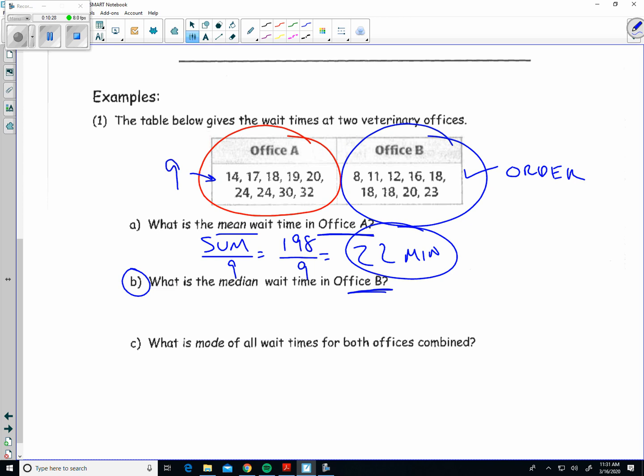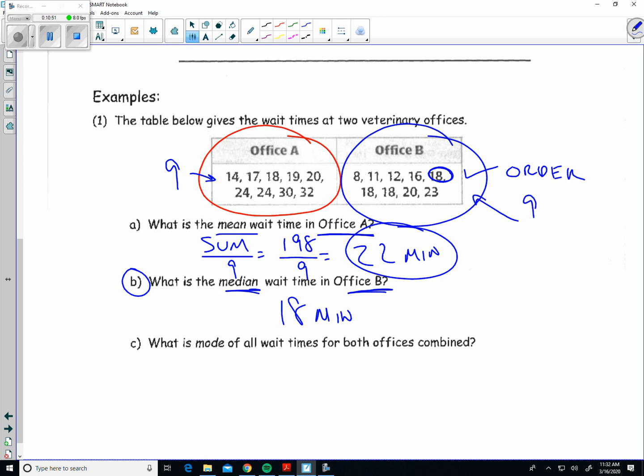So in this particular office, we want to find the median. We again have 1, 2, 3, 4, 5, 6, 7, 8, 9 of them. There are 9 values in here. And of course, we find the one that's in the middle. That would be the number 18. So here, our median is the middle digit, and the middle digit is 18.